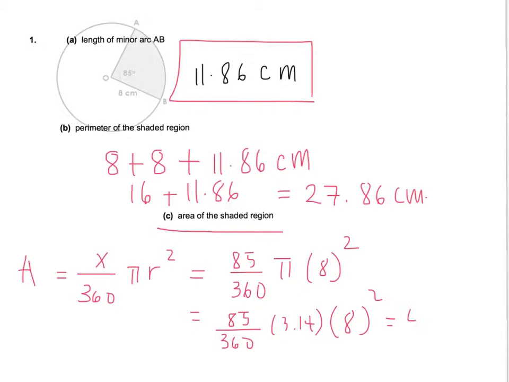So this will be 47.45. This is an area, so the unit should be cm squared. Okay, so we know how to find the length of the minor arc, we know how to find the perimeter, and we know how to find the area of the shaded region. Now let's proceed with the next question.